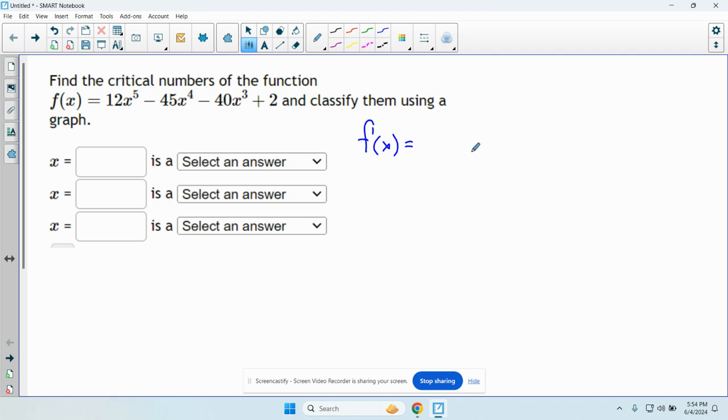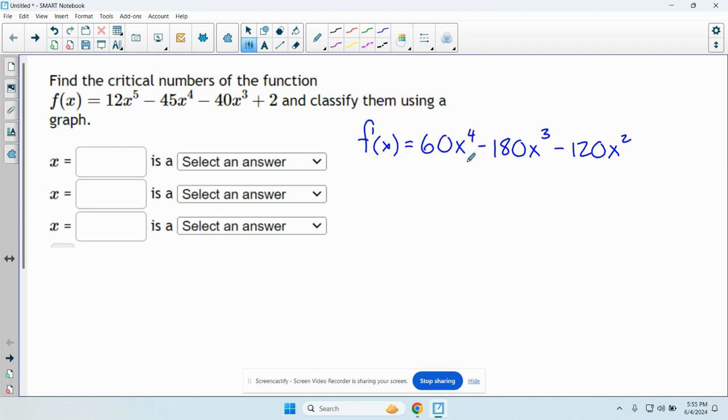If I take the derivative, I end up with 60x to the fourth minus 45 times 4, that's 180x to the third, minus 40 times 3, that's 120x squared, plus 0. So there's my derivative. I have to figure out what values of x make this 0. It's pretty ugly the way it's written right now.